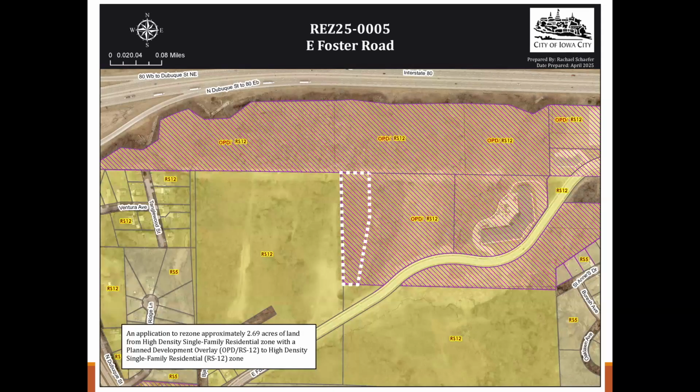Then here is a zoning map of the subject property. As you can see, the land located north and east is OPD RS12, and then to the west and south is the RS12 zone.